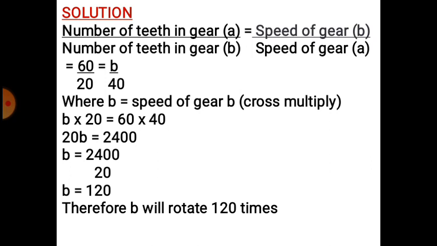So let's have a cross multiplication here. We have B times 20 equals 60 times 40. So when you multiply, I have 20B equals 60 times 40, which is 2,400. So, making B the subject of the formula, I have B equals 2,400 divided by 20. So B is equal to 120. Therefore, gear B will rotate 120 times.